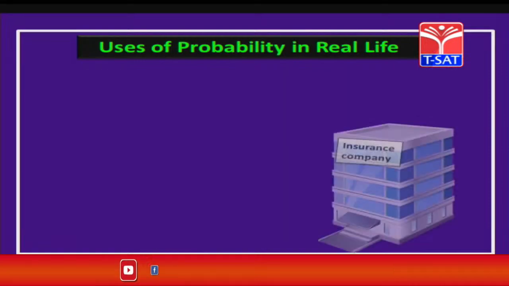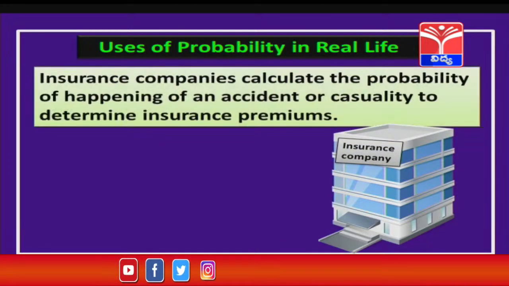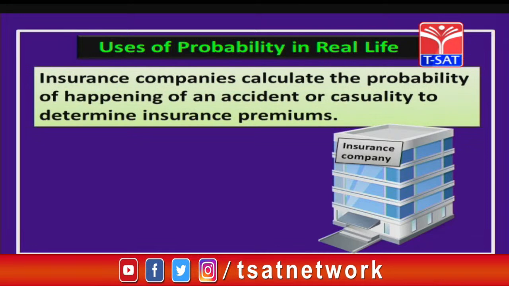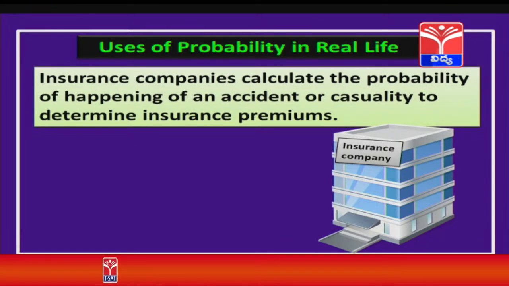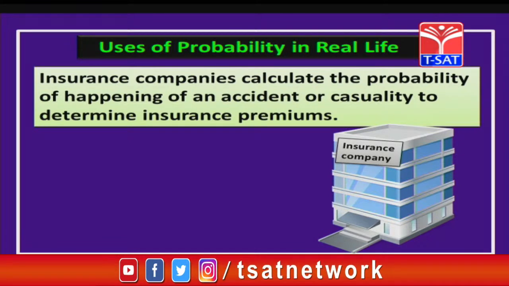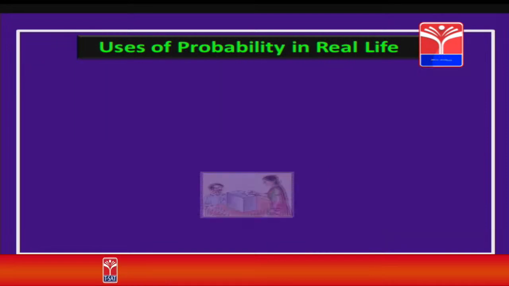Okay, children. And the next one is in insurance companies. Insurance companies calculate the probability of happening of an accident or casualty to determine insurance premiums. So, every month or maybe every year you need to pay some insurance premiums, right, children. This is calculated based on probability only, children. Okay. So, that is also one application of probability in real life.